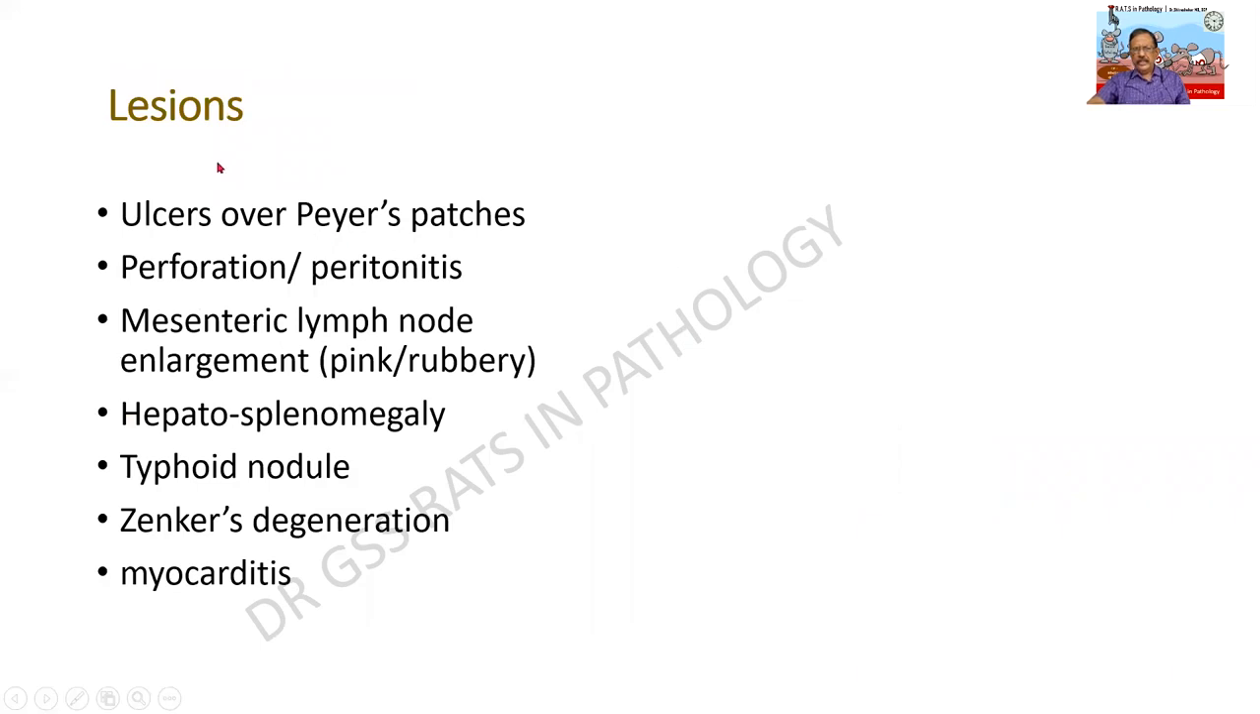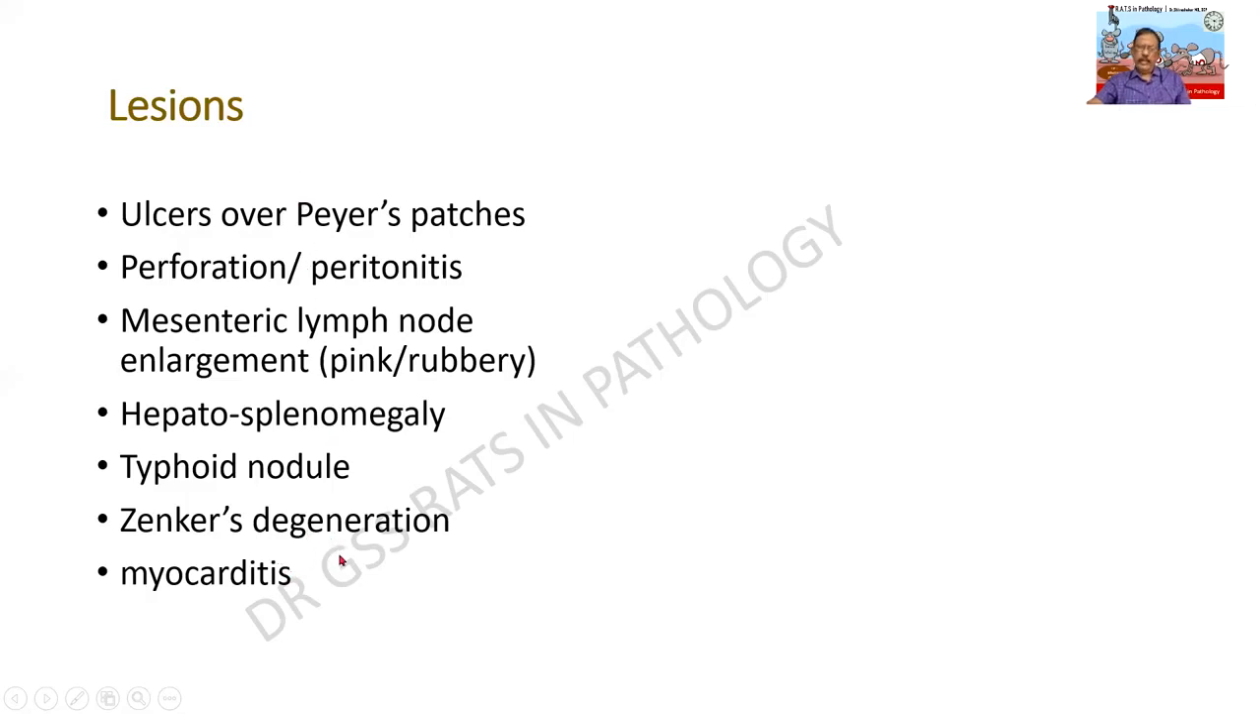What are the lesions that we see in a case of typhoid? As I told you earlier, in pathology, lesions are mandatory in infectious diseases. You find that there will be ulcers overlying the Peyer's patches. Patient can develop perforation and peritonitis. Mesenteric lymph nodes can become enlarged. I mentioned it earlier, they are pink and rubbery. Hepatosplenomegaly, for the reason that we mentioned earlier. Sometimes there can be a granuloma, which is called the typhoid nodule. There can also be Zenker's degeneration and myocarditis.